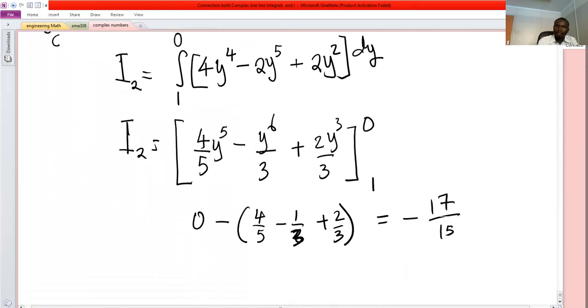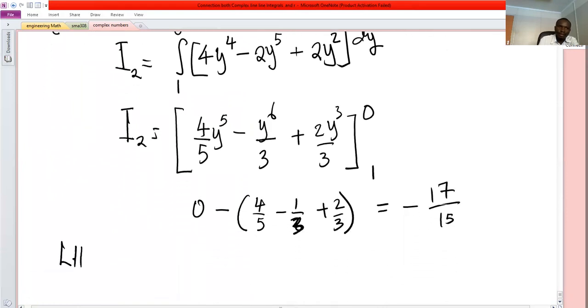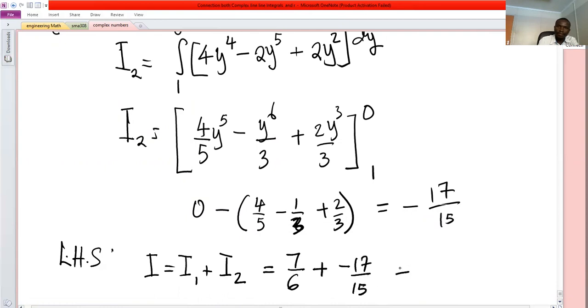So the left-hand side will be integral 1 plus integral 2, which will be the first one was 7 over 6, and then plus minus 17 over 15. So 7 over 6 minus 17 over 15 will give me 1 over 30. So that's my left integral.